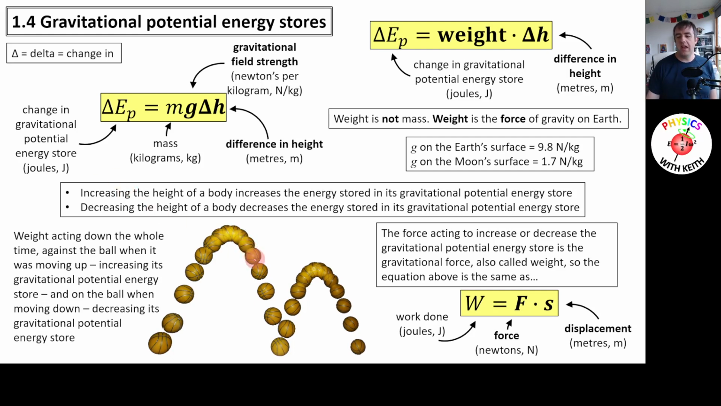So the force acting on the ball is still down, it's still down, it's still down, but now it's being displaced downwards as well. And so because F and s are parallel to each other, we're going to increase the kinetic energy store of the ball by decreasing the gravitational potential energy store of the ball. We're going to move energy from the gravitational potential energy store to the kinetic energy store.